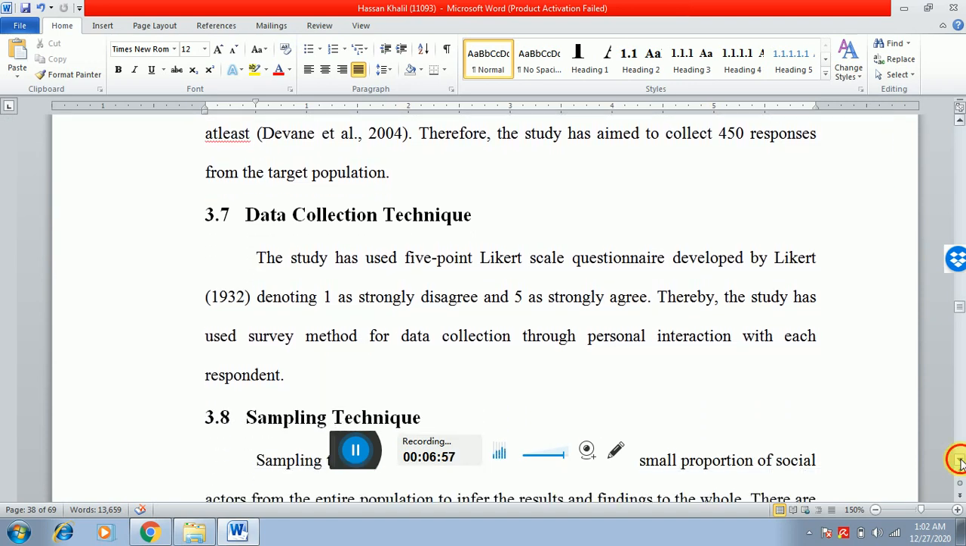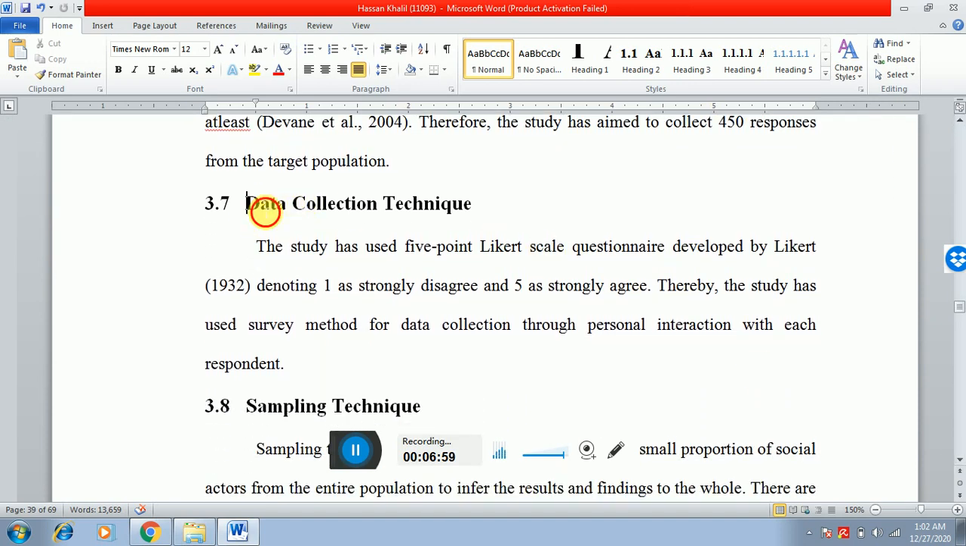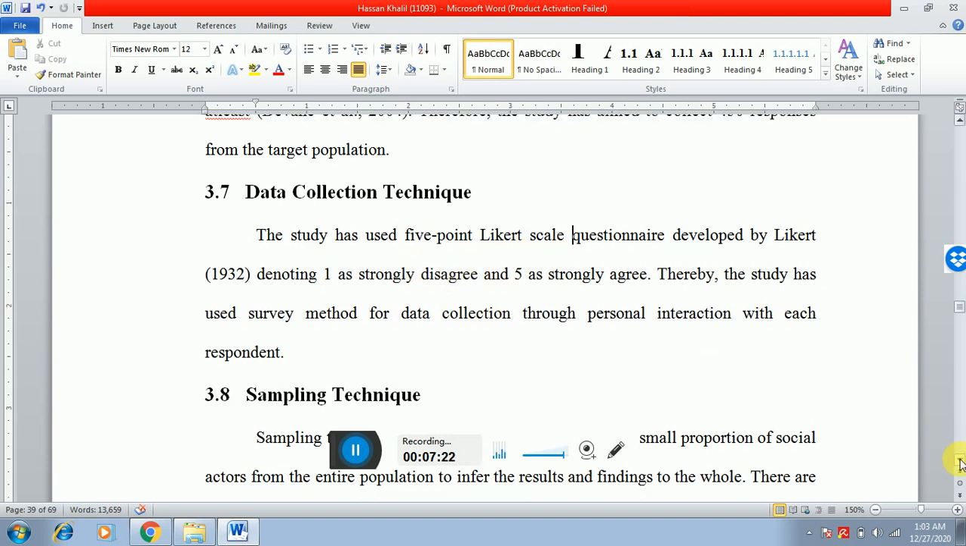After this, there is a heading of data collection technique. What is the data collection technique? How you gather the data, you have to explain in this heading. If you are going to gather the data with the help of a questionnaire, what kind of questionnaire is it? You can say that this study used a 5-point Likert scale questionnaire. Obviously it was extracted from a past study. You have to clearly explain how you are going to collect the data, or what your research instrument basically was.